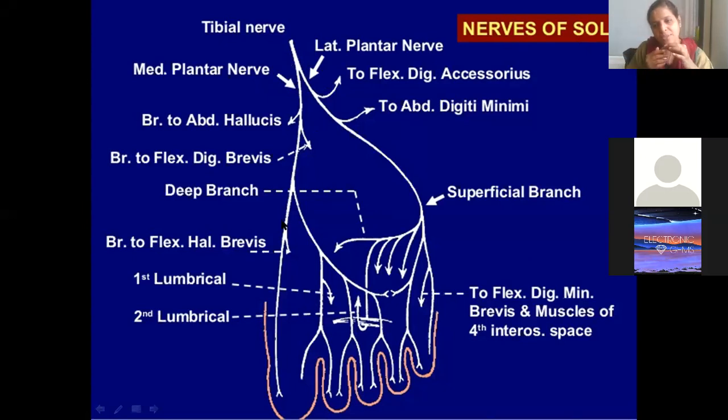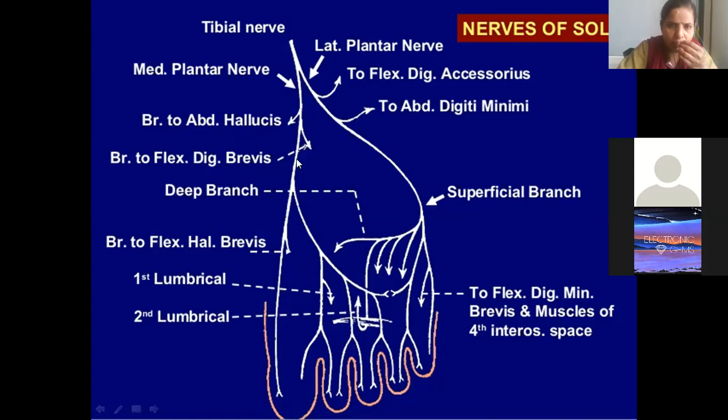So this picture actually is very good. In fact, this is the summary. Actually, this picture is present in every textbook, but this picture has been taken from the TUS textbook. So this is the medial plantar nerve. You can see from the trunk, this is the main trunk. From here till here is the trunk. From the trunk, it is giving branches to abductor hallucis and flexor digitorum brevis.